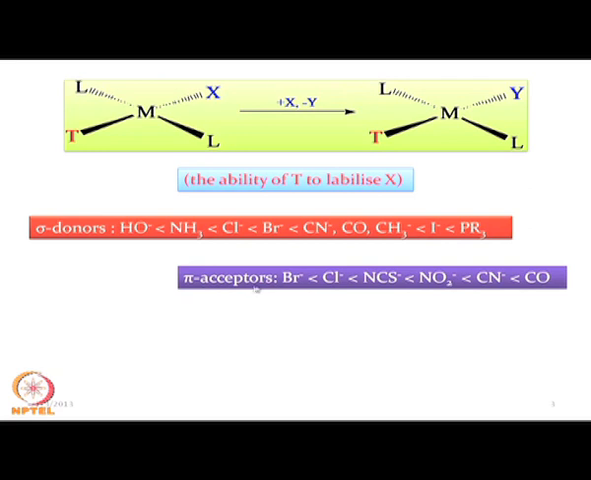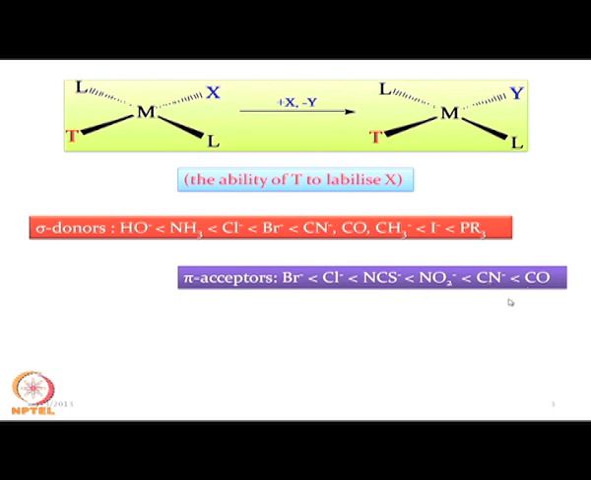Similarly, for the pi acceptors, the order is typically a different type of order where the position of Br and Cl is different, because Cl minus will have higher pi acceptance capability compared to Br minus. Then thiocyanate is also higher than Cl minus, then nitrite, then cyanide, and then CO. Here we have clubbed cyanide, CO and CH3 minus together, but here CO will have a higher pi acceptance capability compared to the CN minus.